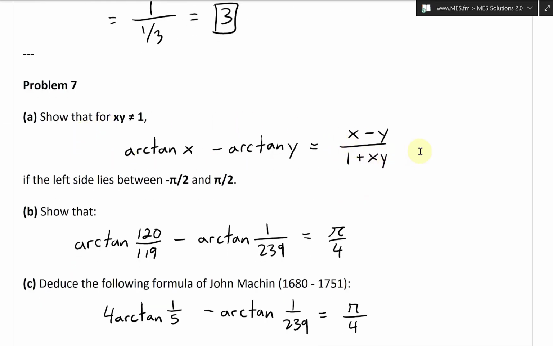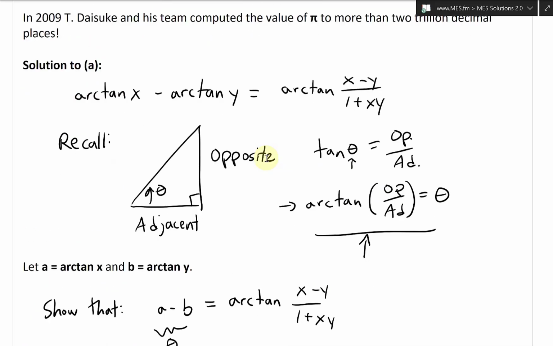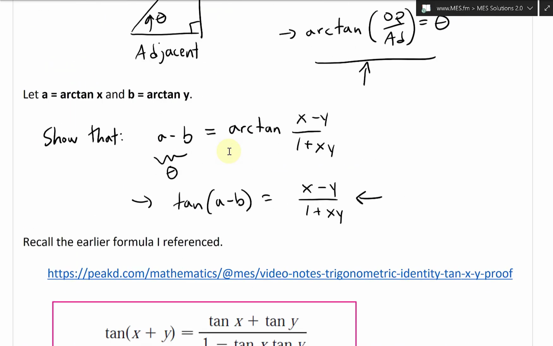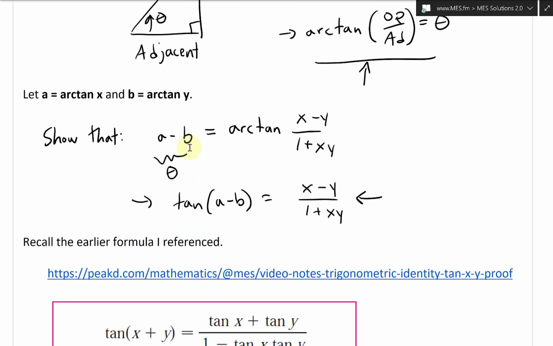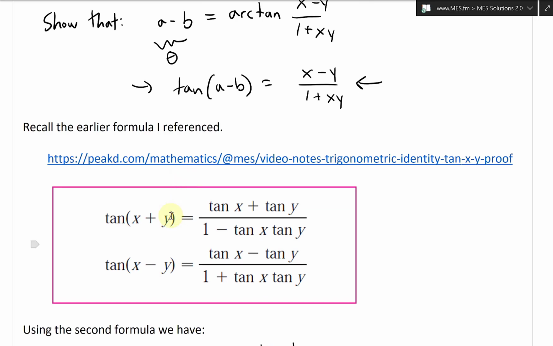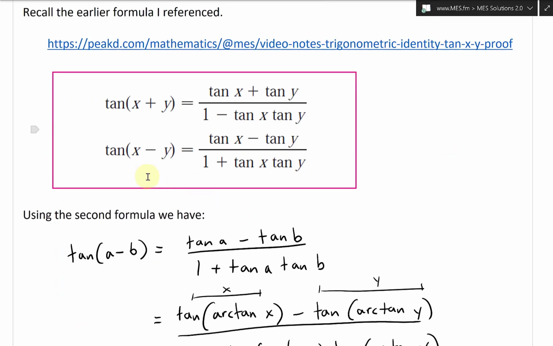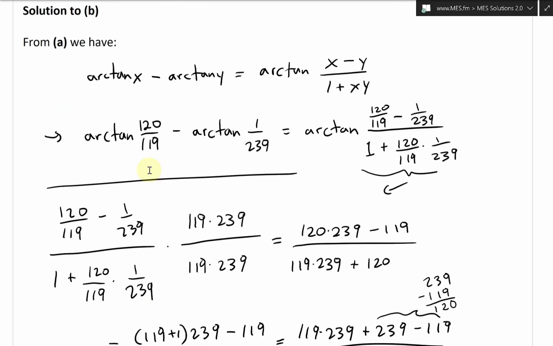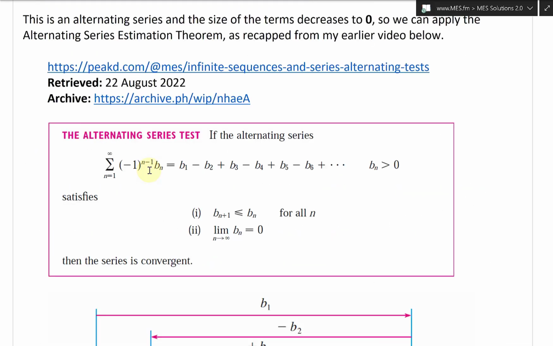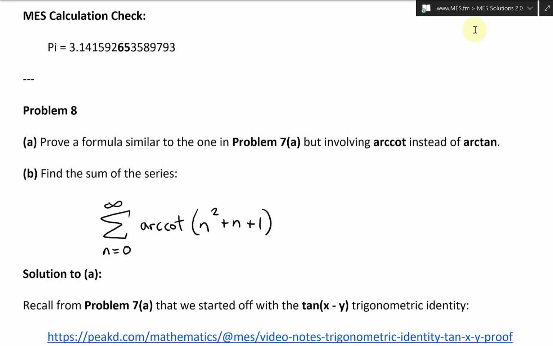So we want a similar formula, but instead of arctan, we use arccotangent. And if you look at the solution, remember when we used this identity, so first we wrote a minus b as theta, and then we used the identity right here, tan x minus y. So we'll start from this, and we're going to switch it up to cotangent, and then from there get arccotangent, similar to the solution to A.